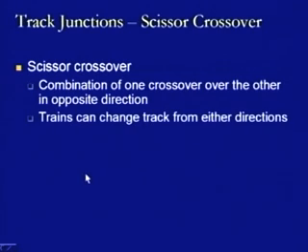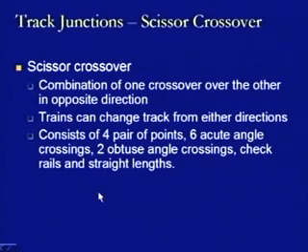The trains can change their track from either of the directions because the connectivity is being provided from both the sides, and it consists of 4 pairs of points, 6 acute angle crossings, 2 obtuse angle crossings, check rails and straight lengths. So, these are the constituents of any Scissor crossover.